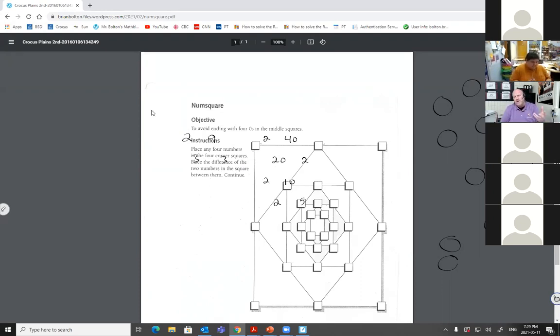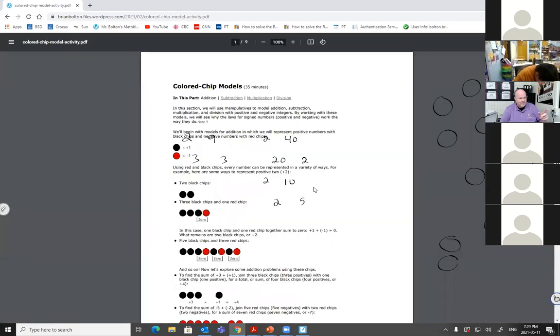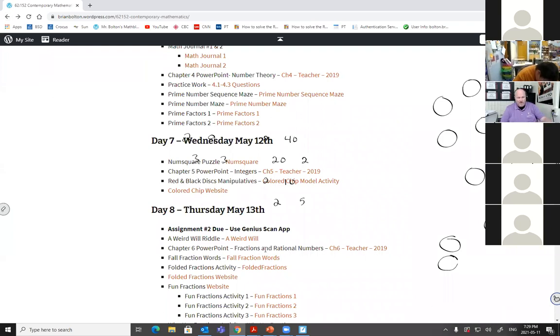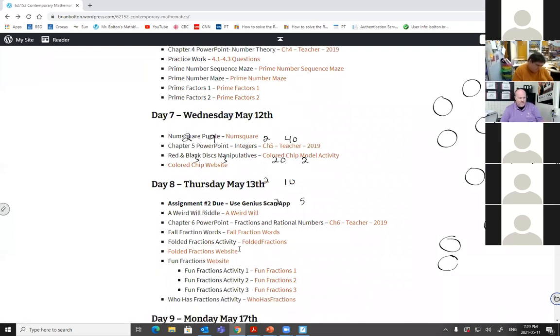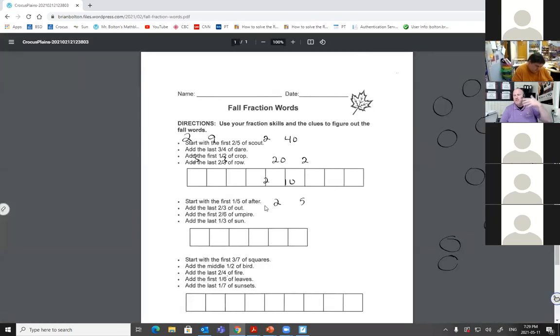If not, you have to do it looking at the screen, and then it gets a little more complicated. For instance, we're going to do a colored chip model activity. If you click on that, you could print this off ahead of time too. If not, it's not a big deal because I'm going to go over it with you. But you have to look ahead at what we're doing. On Thursday, a weird wheel, I would print that off. Here, we're going to do fall fraction words on Thursday. It's a puzzle. You might want to print it off if you have access to it, just to make your life a little bit easier. Okay.